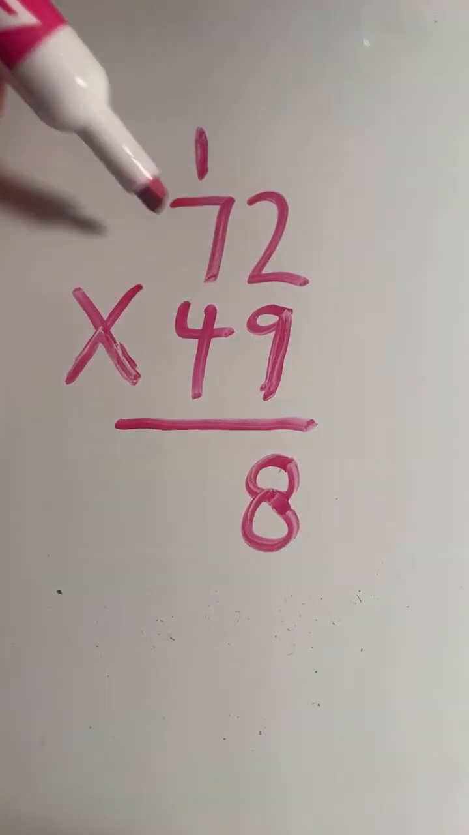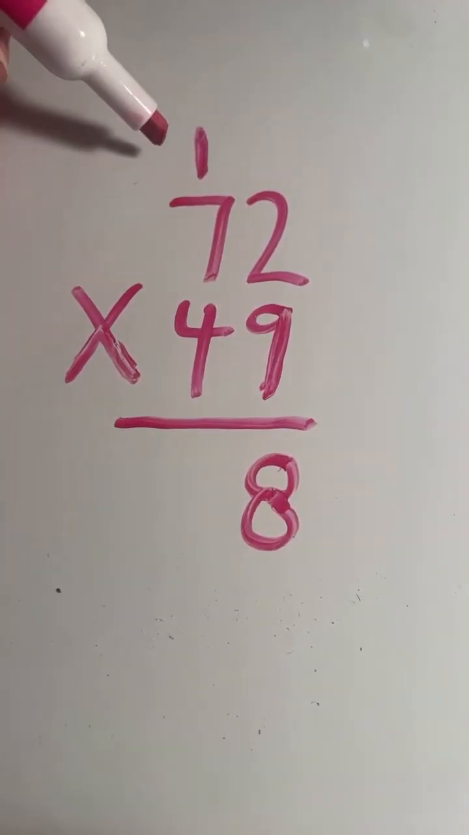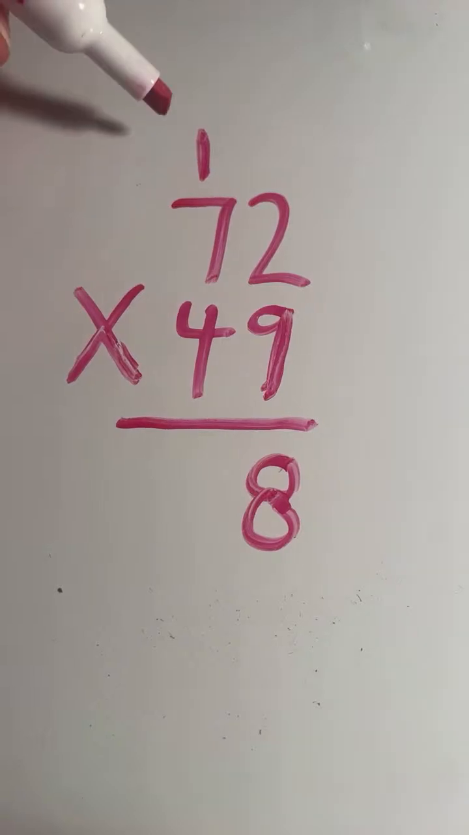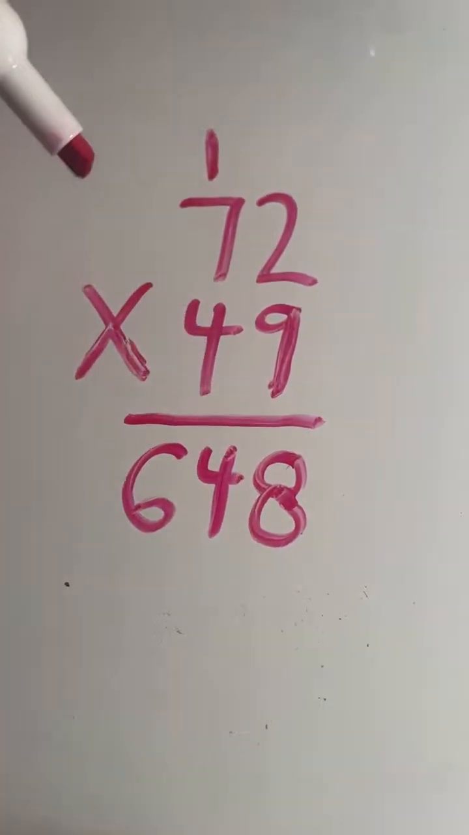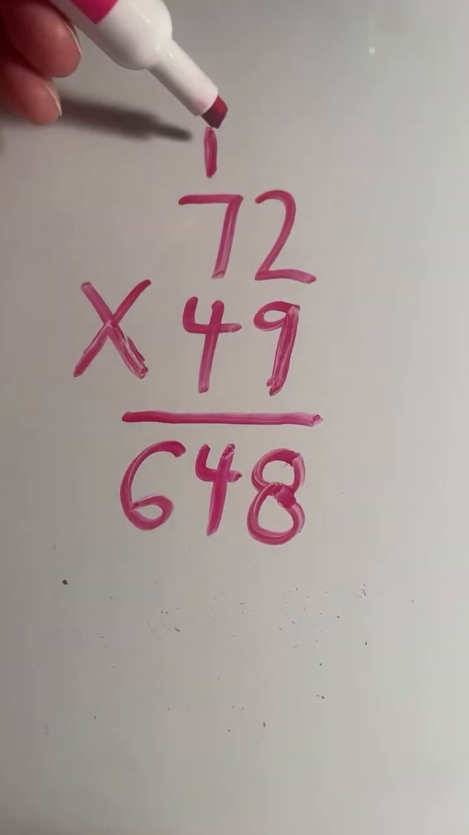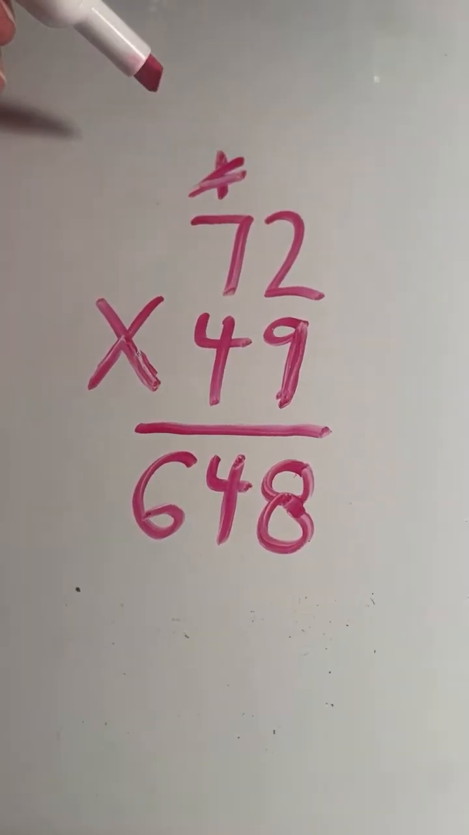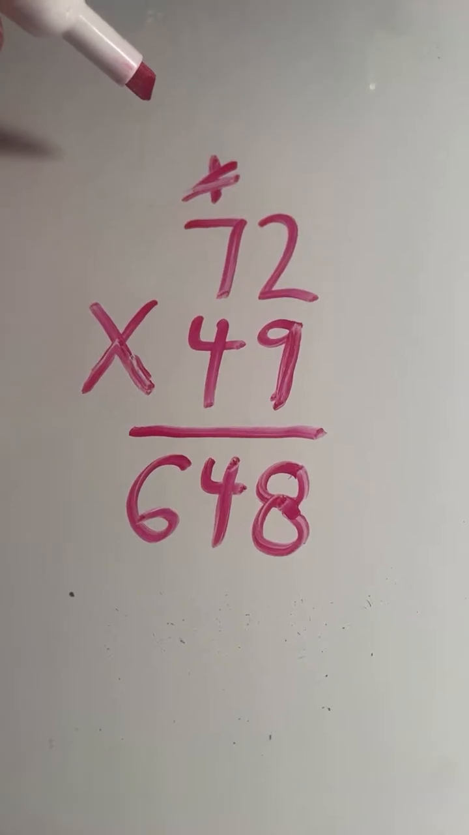7 times 9 equals 63. We have to add the 1 that we carried over to our answer. 63 plus 1 equals 64. So far, we have multiplied 72 times 9.